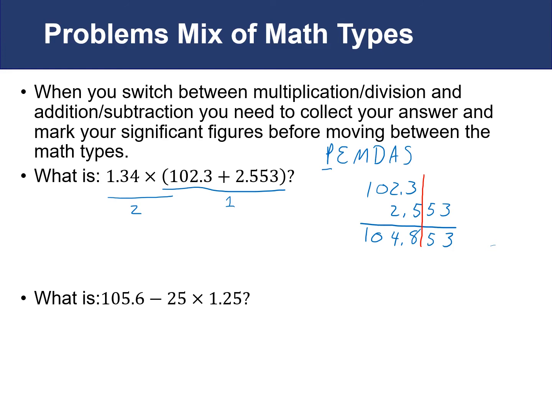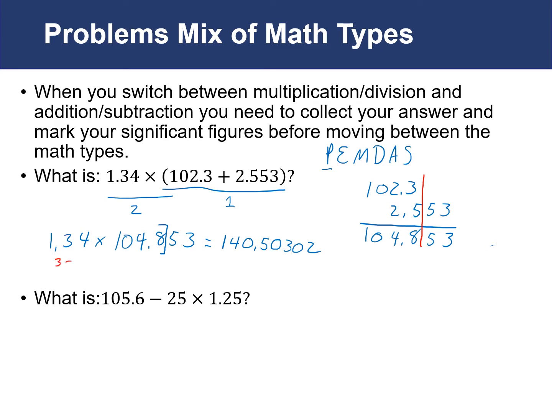But typically 2 to 3 is enough to prevent any sort of a rounding error from occurring. So we're going to take our 104.853 with the significant figure falling between the 8 and the 5 and multiply that by 1.34. So we're going to take 1.34 times what was in the parentheses, which is 104.853 with a significant figure being between the 8 and the 5. Plugging this into your calculator, you'll see that this is 140.50302.